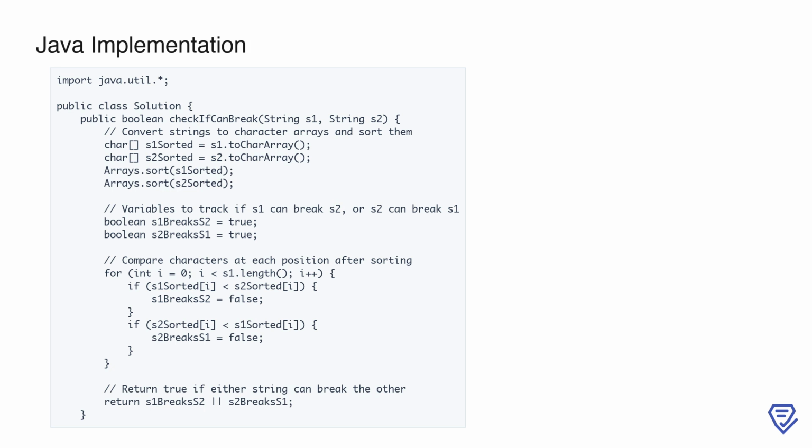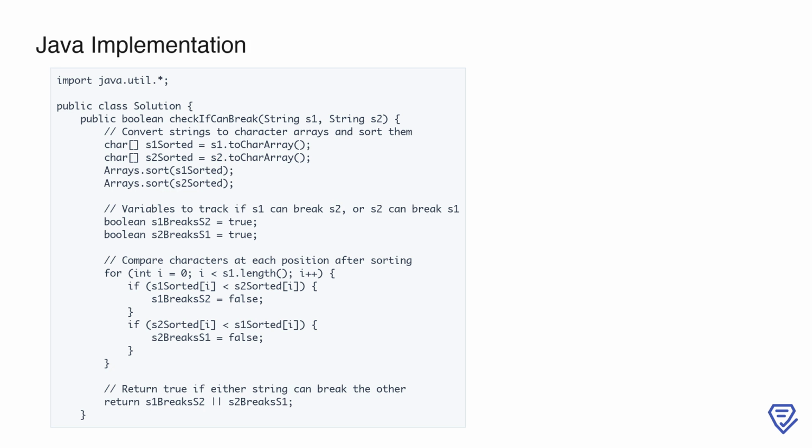Next, we initialize two Boolean variables, S1 breaks S2 and S2 breaks S1, setting both to true. These will help track whether S1 can break S2 or vice versa. Then, we use a for loop to iterate through the characters of the sorted arrays. At each index, we compare the characters.